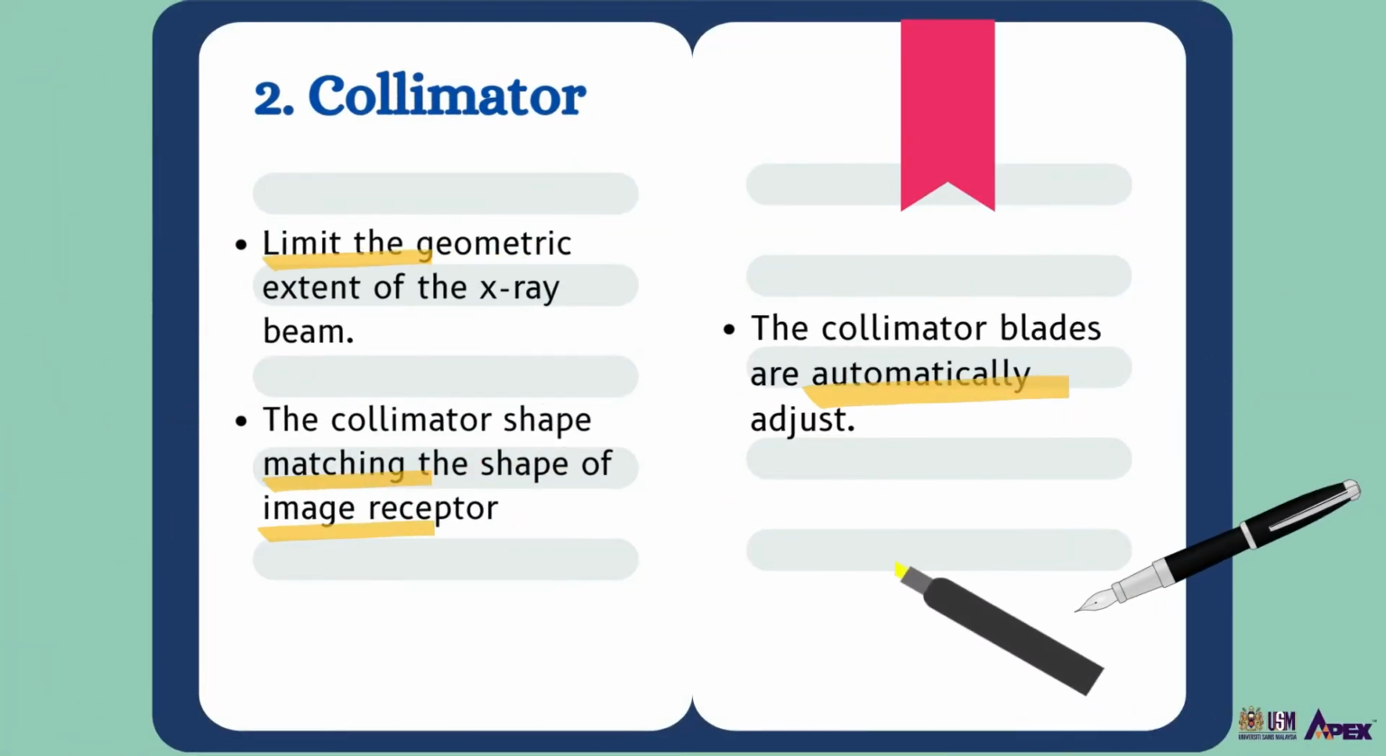Next is collimator. Collimator is a shutter that limits the geometric extent of the X-ray field. The collimator may be circular or rectangular in shape, matching the shape of the image receptor. When the source to image distance changes, the collimator blades adjust to maintain the field of view and minimize the spillover radiation outside of the visible area. This automatic collimation exists in both circular and rectangular field of view systems.